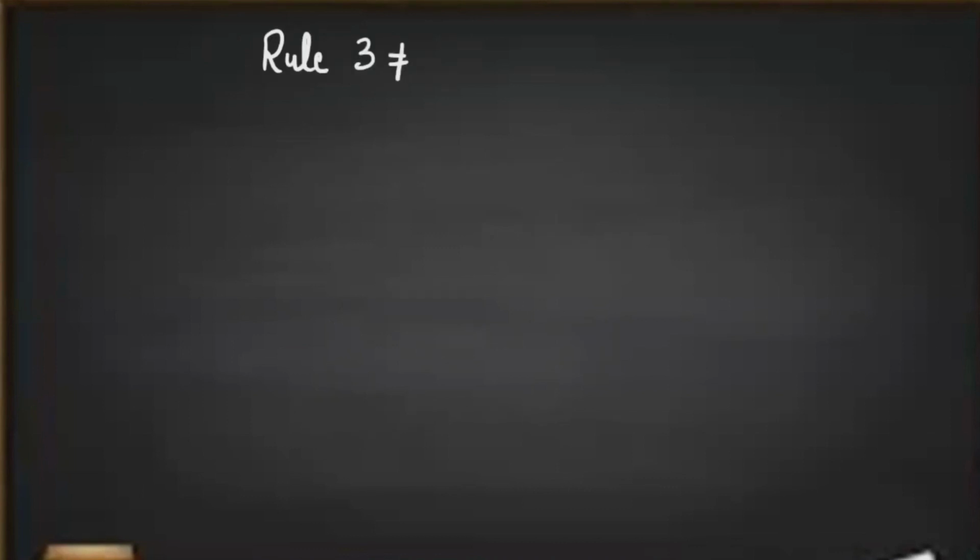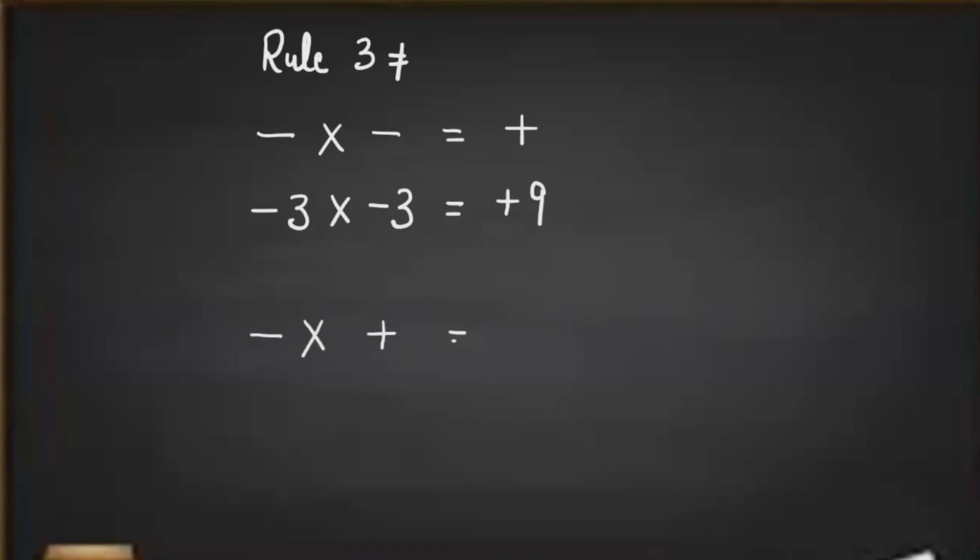Rule 3. Very simple. Minus into minus will give you plus. That means if you multiply a negative number with a negative number, you will always get a positive number. If you multiply a negative number with a positive number, you will get a negative number. For example, negative 3 into 3 is equal to negative 9.